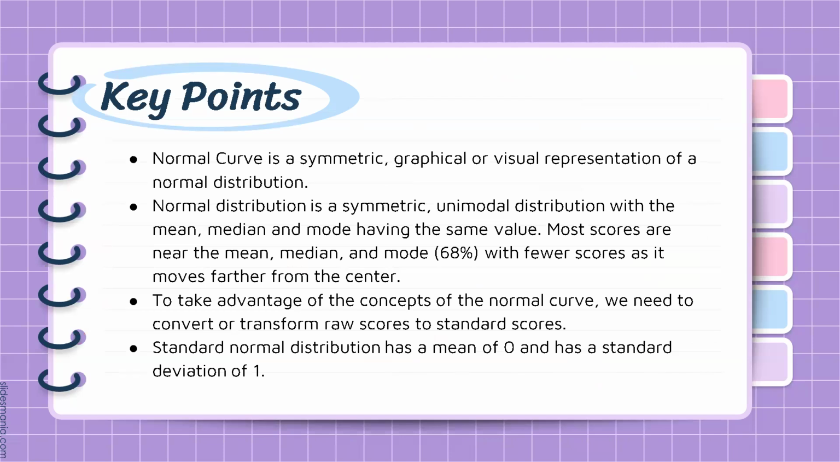So here are the key points that we have to remember. Normal curve is a symmetric graphical or visual representation of a normal distribution. Normal distribution, on the other hand, is a symmetric unimodal distribution with the mean, median, and mode having the same value. Most scores are near the mean, median, and mode, with fewer scores as it moves farther from the center. To take advantage of the concepts of the normal curve, we need to convert or transform raw scores or values to standard scores, like z-scores. Standard normal distribution has a mean of 0 and a standard deviation of 1.